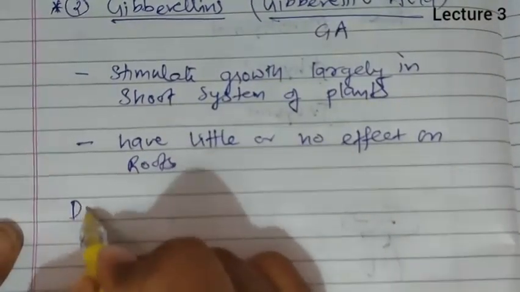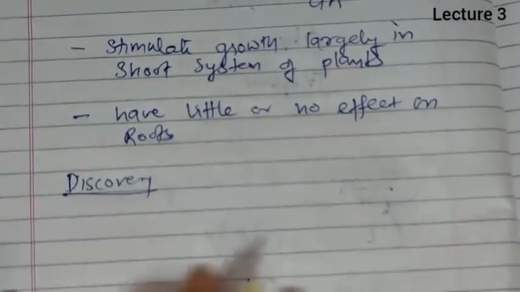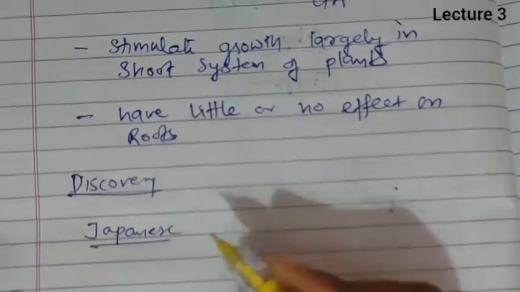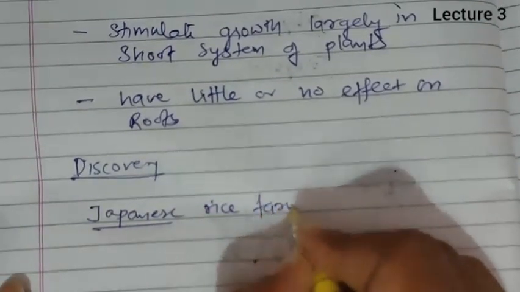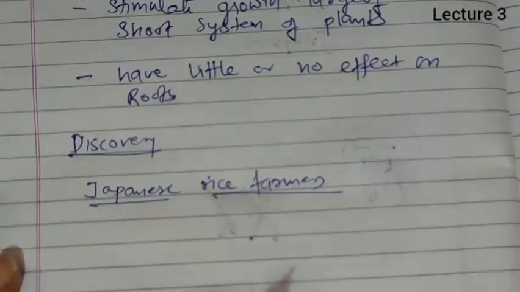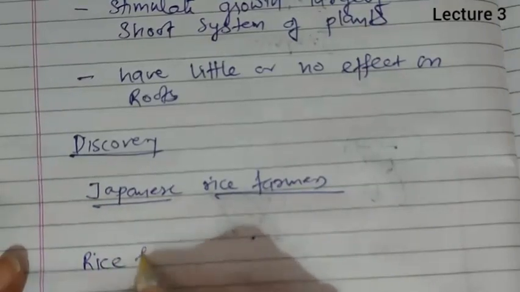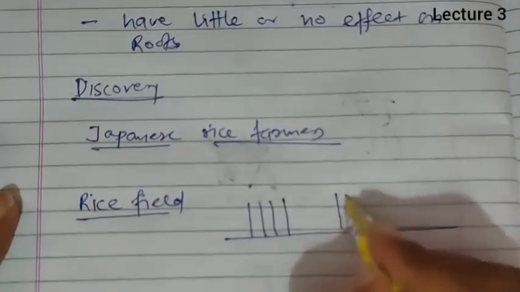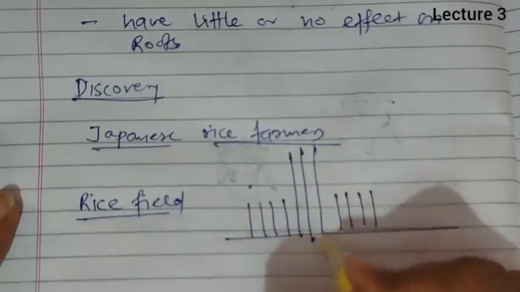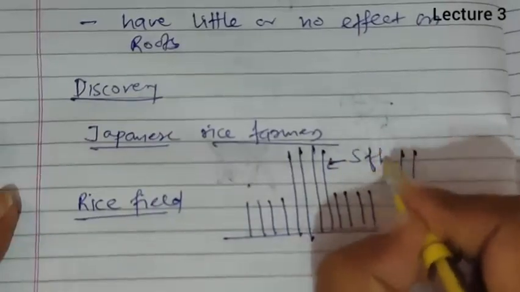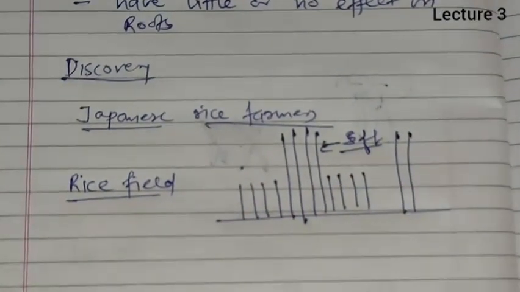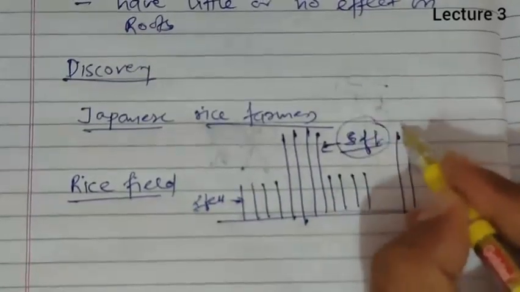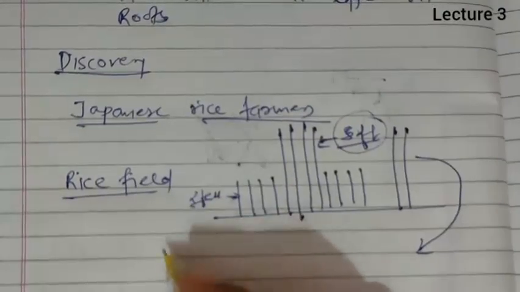Now when we talk about the discovery of this hormone, gibberellin, it was first observed by Japanese rice farmers. What they observed in the rice field is that the normal height of the plant is approximately 2 feet, but some are very long and reached 5 feet height, more than that. So the usual height is 2 feet, but it increased up to 5 feet.